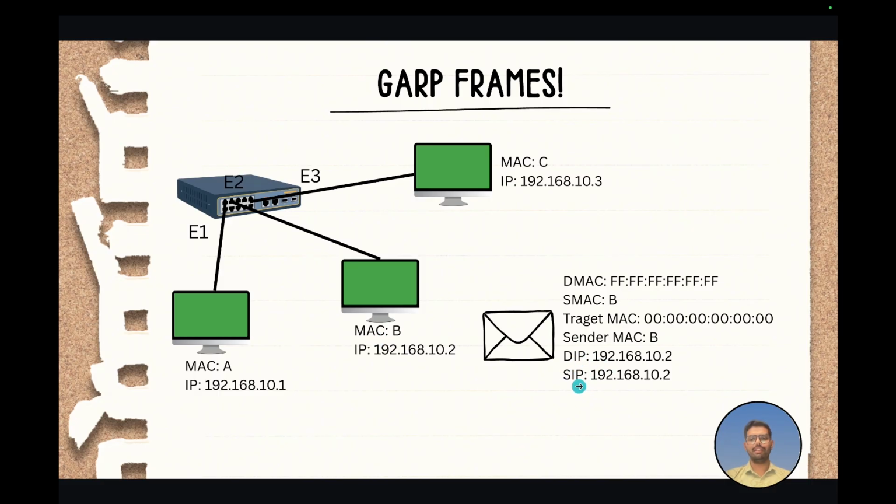So if you have a packet capture and you want to identify which packets are the GARP packets, you can just identify them by looking at the destination IP and source IP, because both will be the same. So this is how GARP packets are formed.